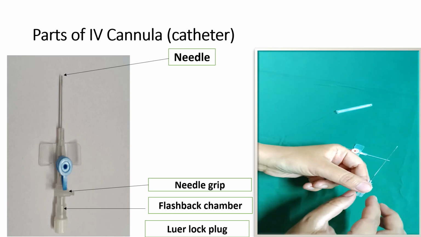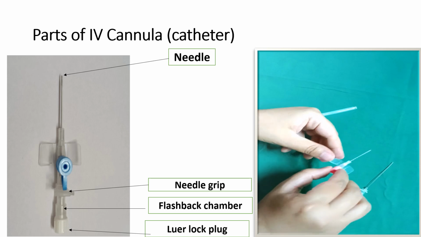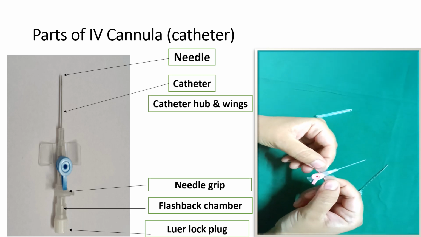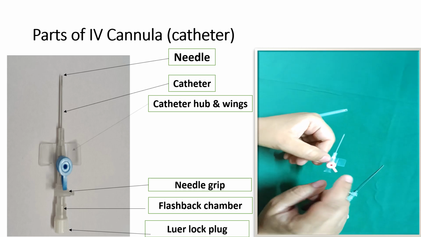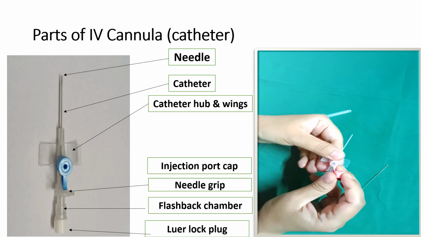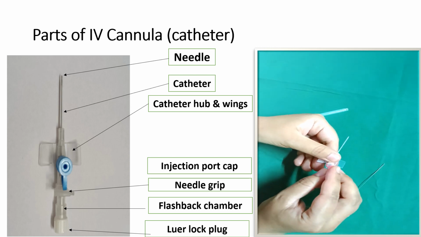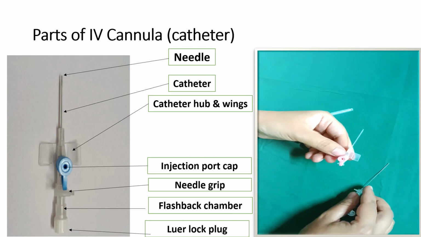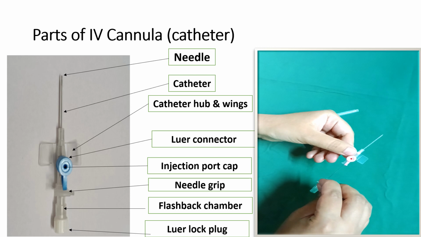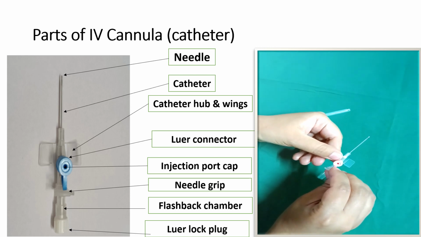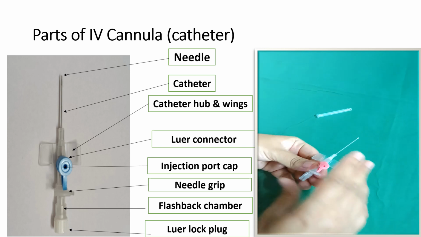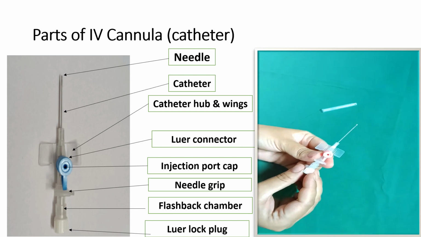luer lock plug. Now in the catheter you can see this is the catheter and this is wings and the hub, and this is the injection port cap, and this contains the color code. So this is pink color 20 gauge, and this port cap is over the luer connector. So these are the various parts of the IV cannula. Now again I am assembling all the parts. Here you can see in the video.